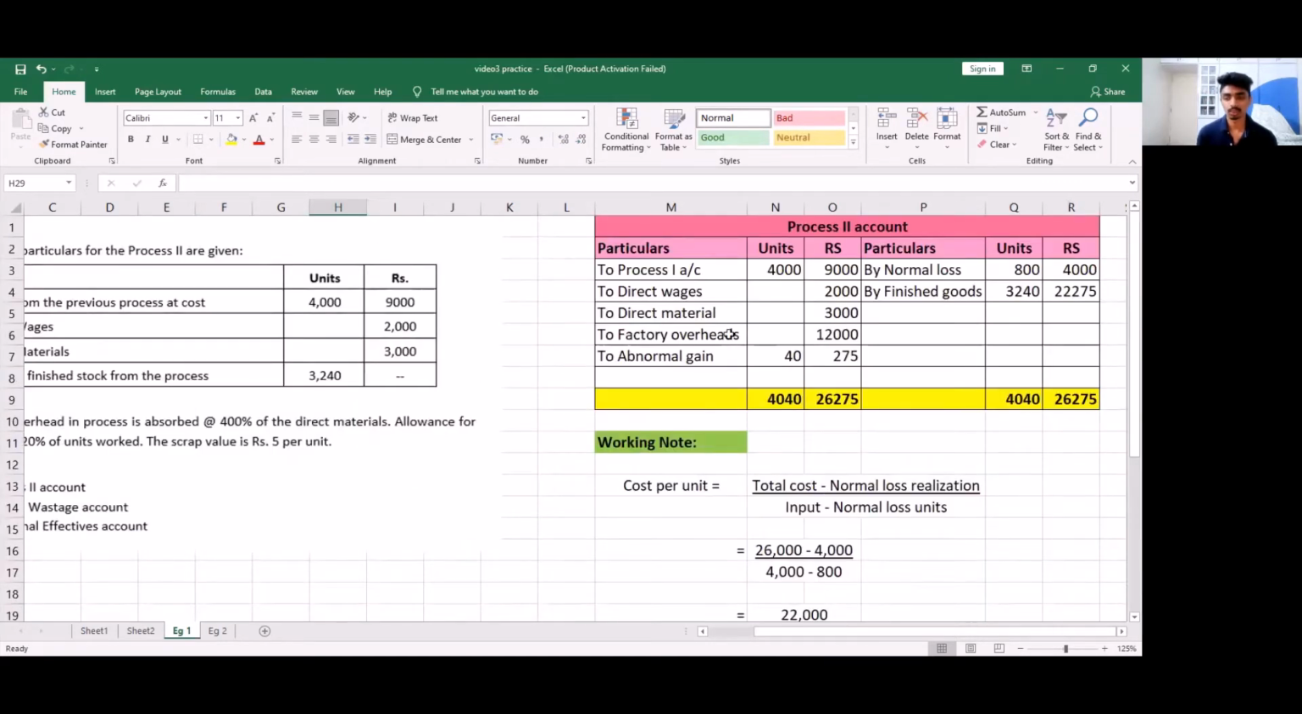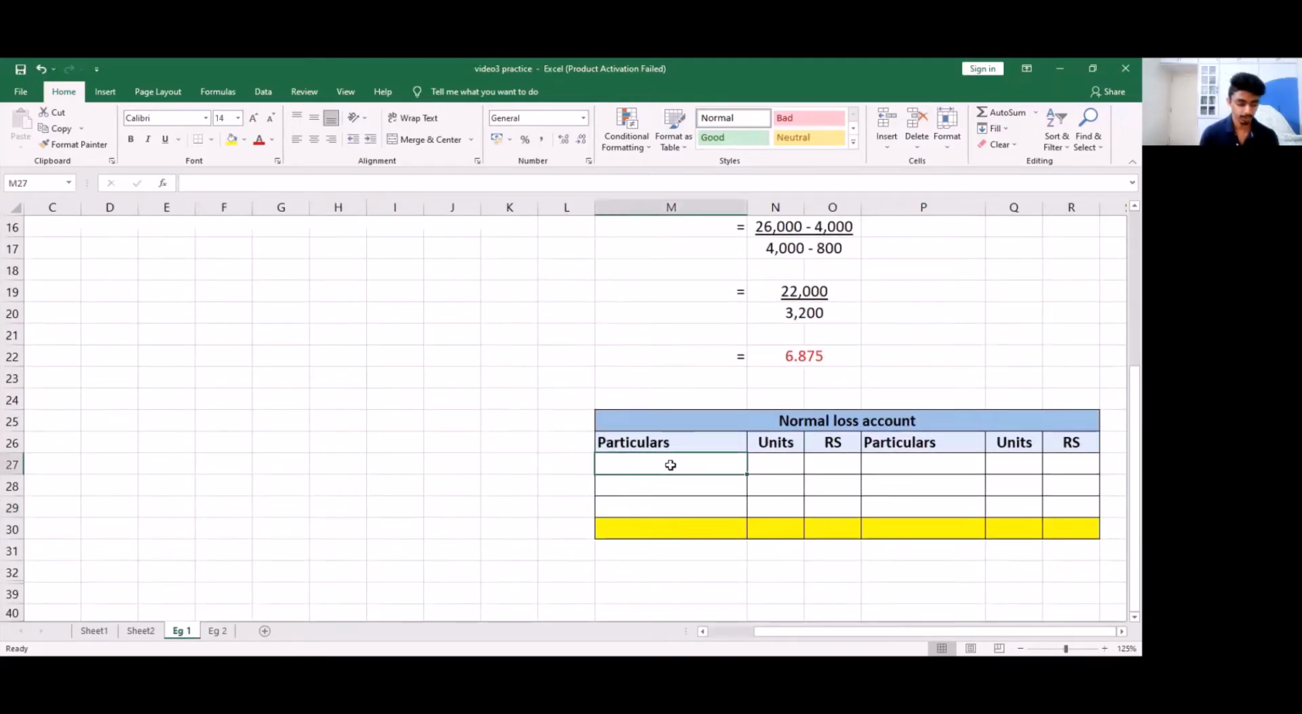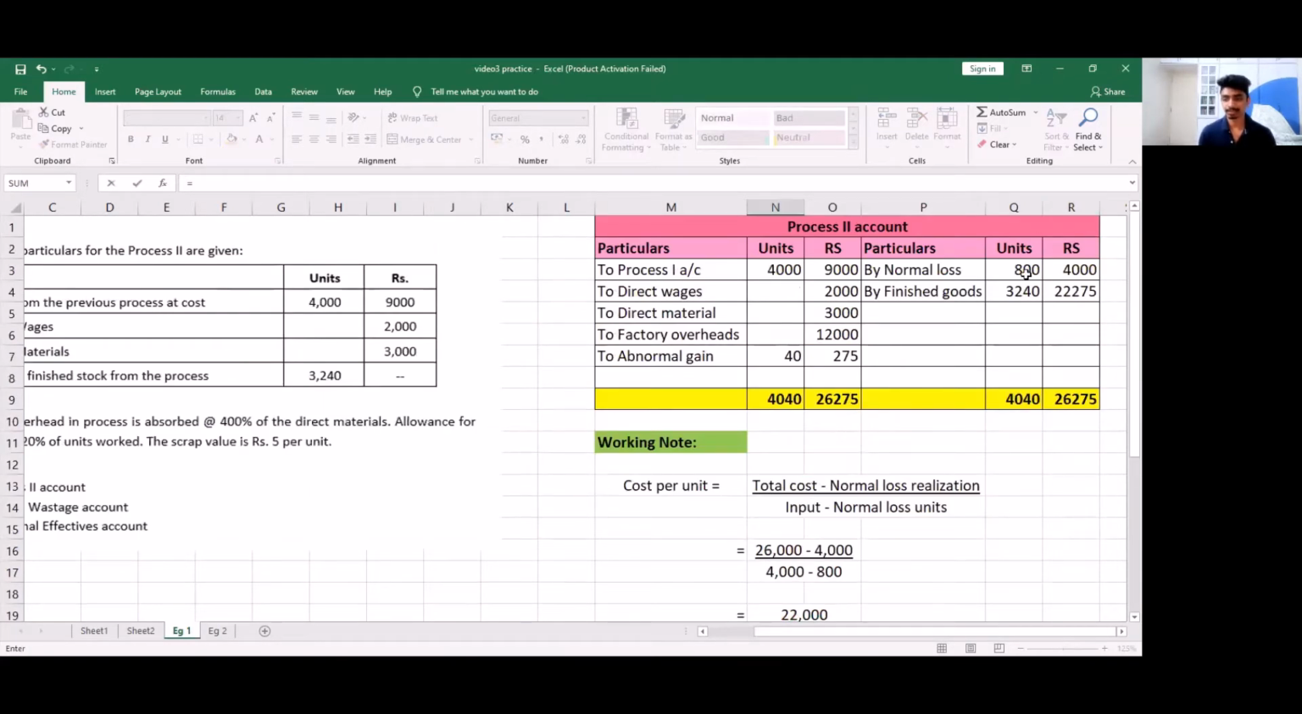Since on the process 2 account it shows up on the credit side, our normal loss account is going to be on the debit side. We will account for this as To process 2 account. The units and the amount will be the same as it is the same transaction.